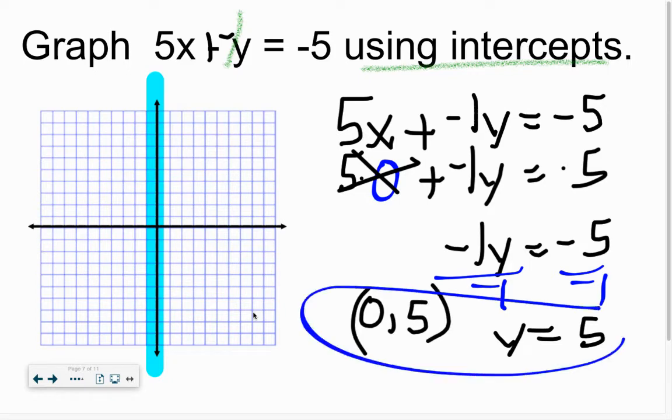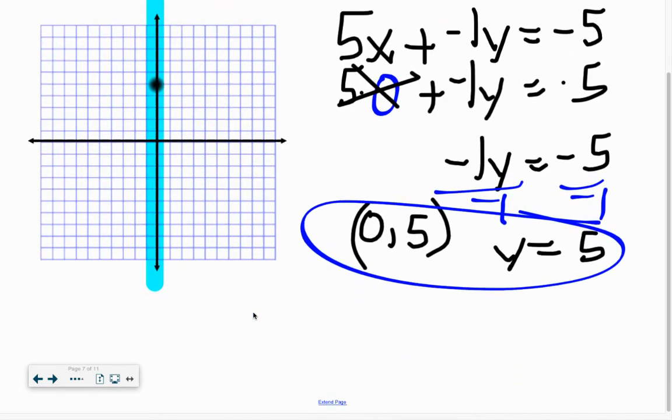So when you see that, don't box it up. You're not done. You need to come over there and graph it. Put a dot at 5. And now we do it one more time and plug a 0 in for the other letter, the other variable. So let me rewrite that equation again. 5x plus a negative 1y equals negative 5.